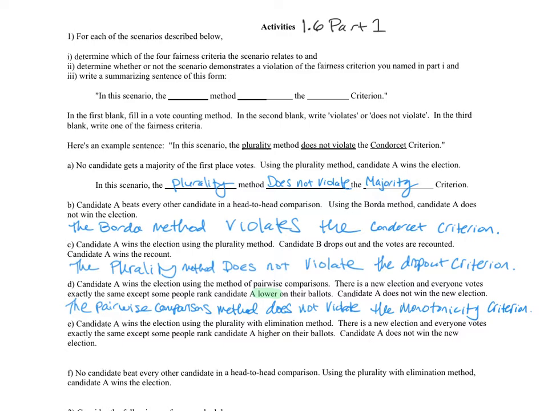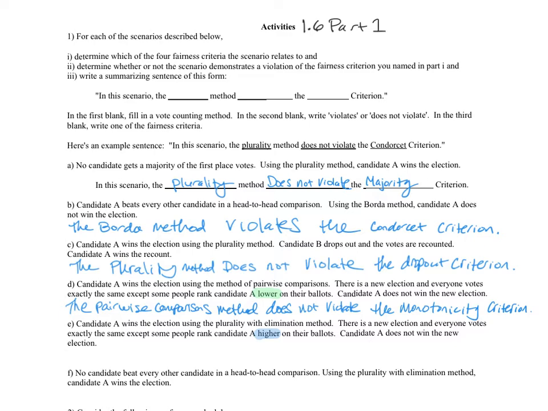If that word that I highlighted in green said higher, then we would have a violation, right? But it says lower, so it's not. Part E, candidate A wins the election using plurality with elimination. There is a new election and everyone votes exactly the same, except some people rank candidate A higher on their ballots. Candidate A does not win the new election. This is exactly what the monotonicity criterion says should not happen.